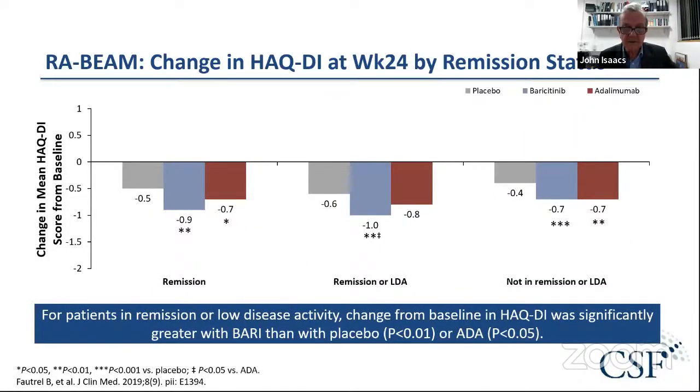This is RA-BEAM. So this is now baricitinib. And if you look at the patients who are in remission or low disease activity at 24 weeks, baricitinib showed a greater improvement in HAQ-DI than with either placebo or adalimumab. So again, a slightly more complicated outcome, but again, showing some superiority for baricitinib over adalimumab in this particular outcome group, so remission or low disease activity.